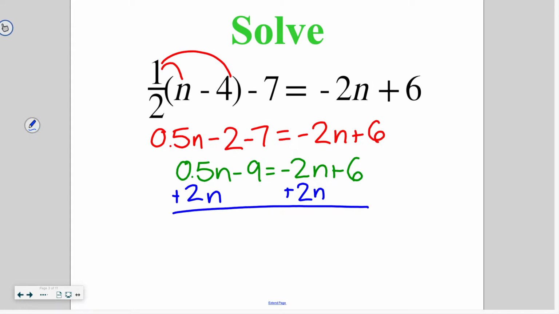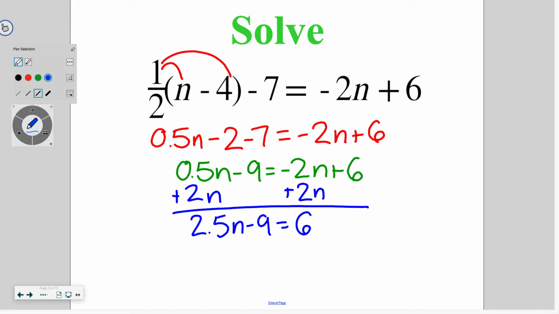You do not divide here. A lot of students like to try and divide to get rid of a variable, but since there are two variables showing up in the equation, you need to make sure those are combined first. So everything needs to be on one side and the variables need to be together before you are ever allowed to divide. So when I add this, I get 2.5n minus 9 is equal to 6, and then you can continue just like you would with any other SAD-MEEP problem.